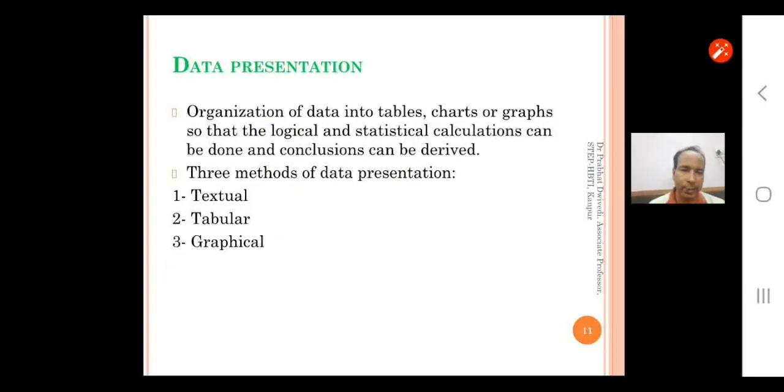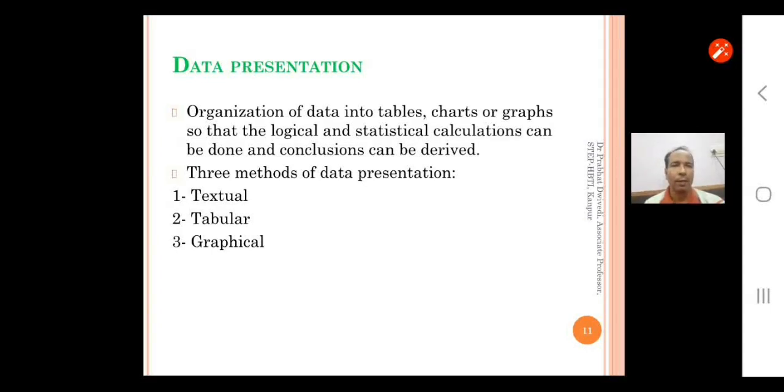Now data presentation. Another part of this lecture is data presentation. Now the question arises, the data collected through the data collection tool is now ready for the presentation. So how can we present the data? What can be the ways of data presentation? Let's understand this. There are typically 3 ways of data presentation.